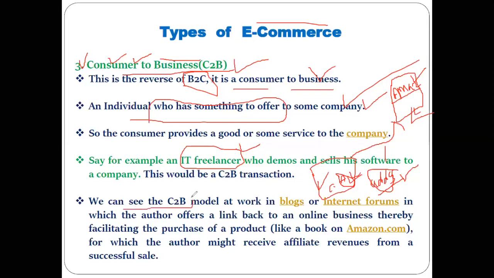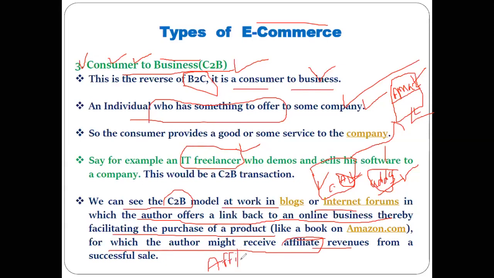We can see the C2B model at work in a blog or internet forum, in which the author, the owner of the website or blog, offers a link back to an online business, thereby facilitating the purchase of a product like a book, or whatever that advertisement is related to, for which the author might receive affiliate revenue. Now this kind of thing is also called affiliate marketing, for your knowledge.